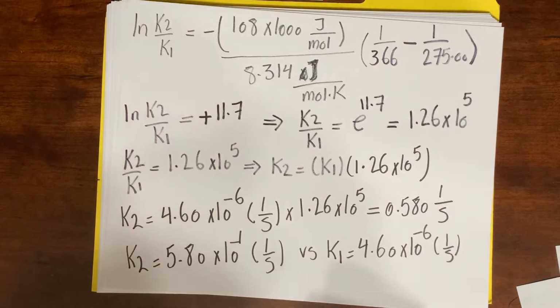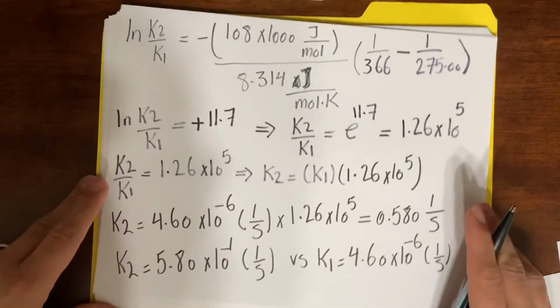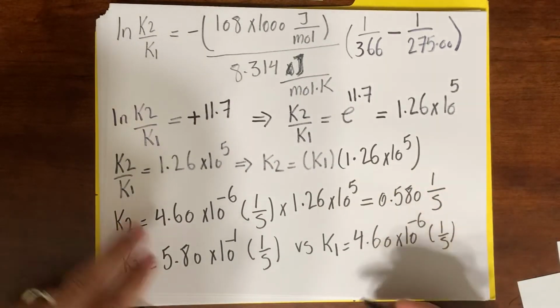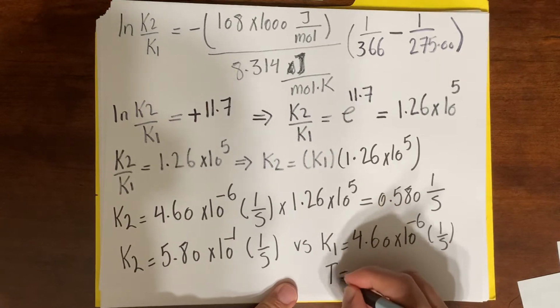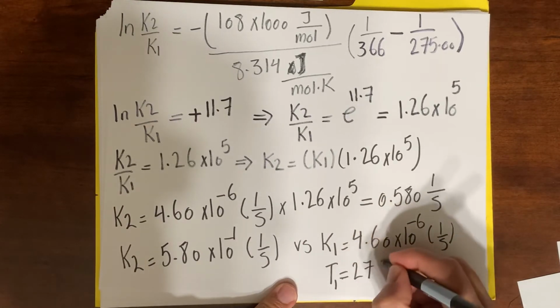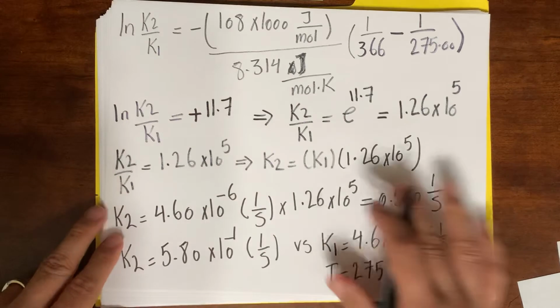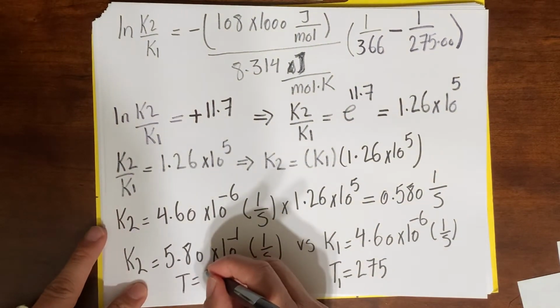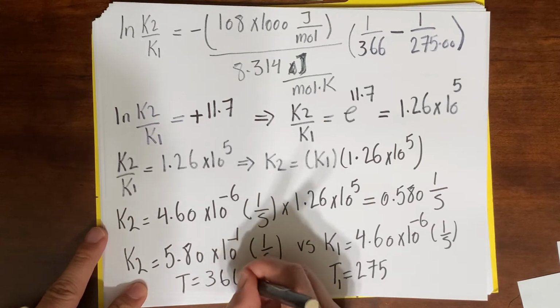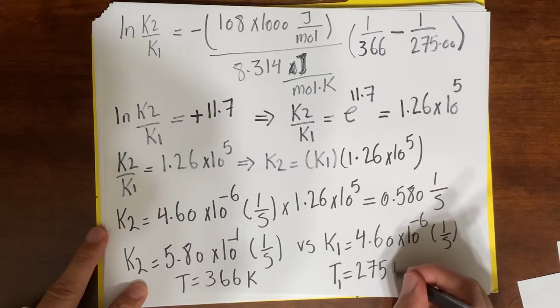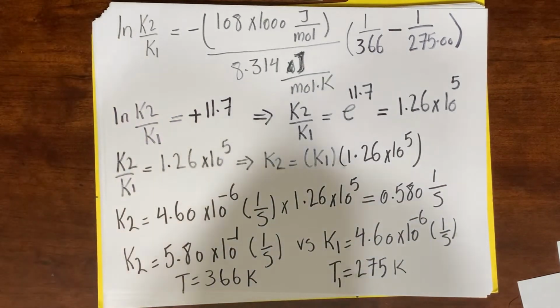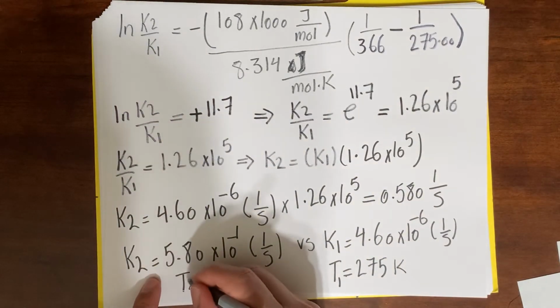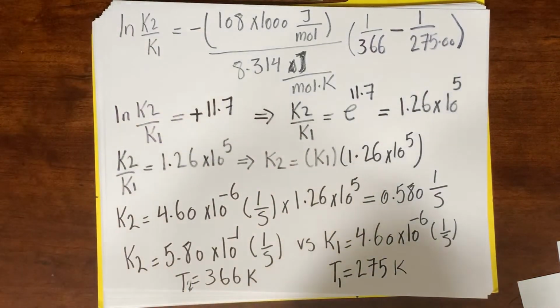So we increase the temperature, the rate constant went up. Temperature here is 275 and T2 was 366 Kelvin. So as you see, by increasing temperature, rate constant went up.